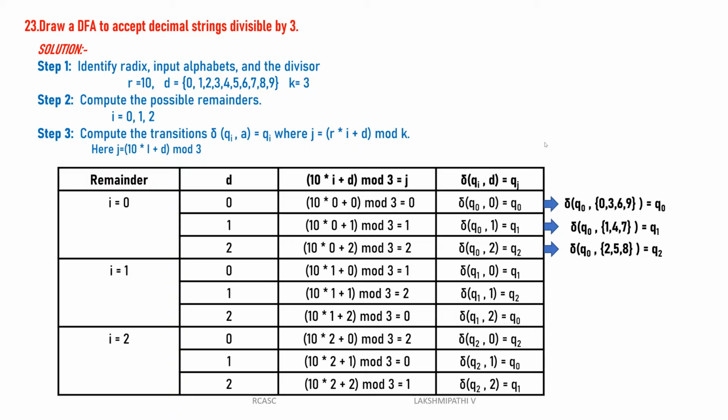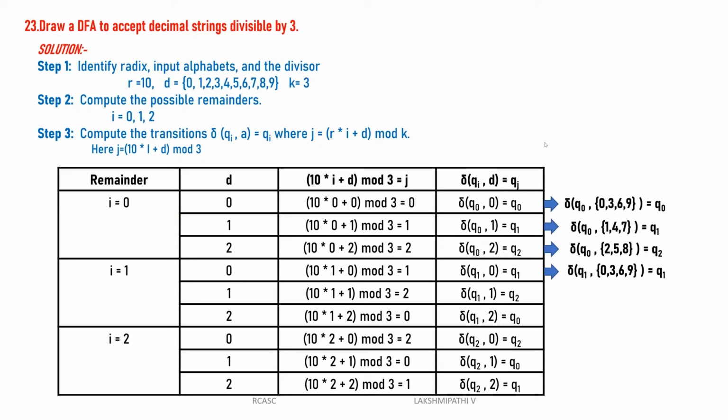Then once again I is equal to 1, with the same D values 0, 1, 2. For D equal to 0, 10 into 1 is 10, plus 0. 10 modulo 3 means 10 divided by 3, the remainder is 1. So the remainder is 1, and then Q1 of 0 goes to Q1. That is the transition of Q1 of 0, 3, 6, 9. It will go to 1 only.